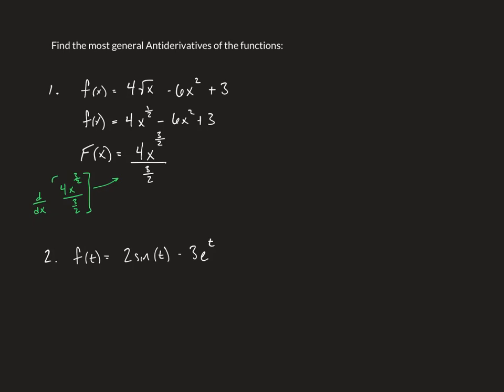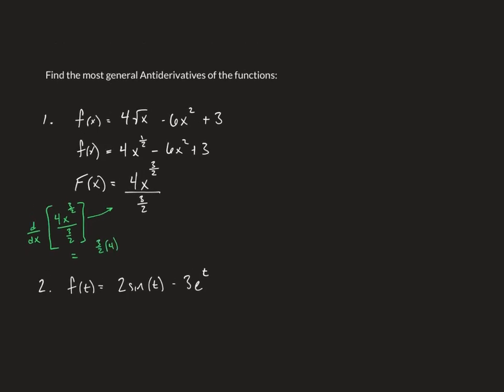All right, this is what this would end up looking like. I'd bring the 3/2 down. The 4 is still there. I now have x to the 1/2. And this 3/2 down here is what's going to allow me to cancel those 3/2, leaving me with just the 4 that I wanted in the first place. So this will work for our first term.